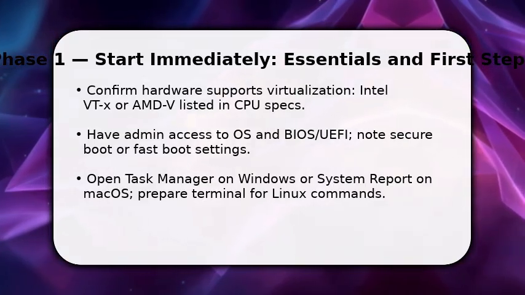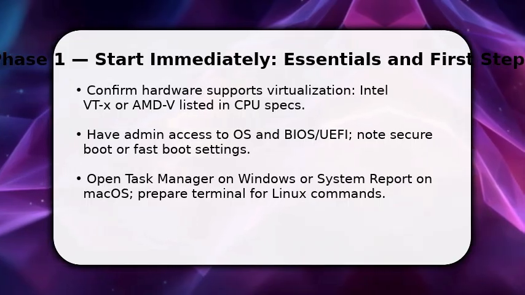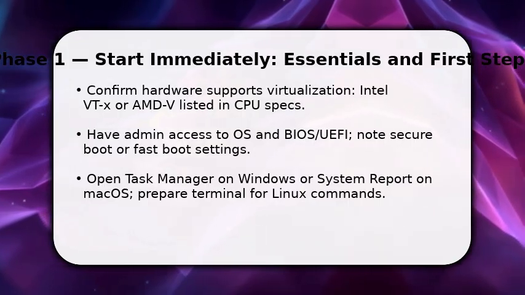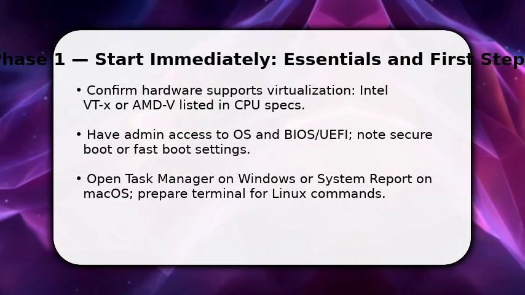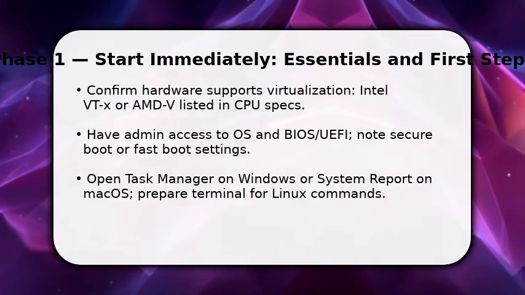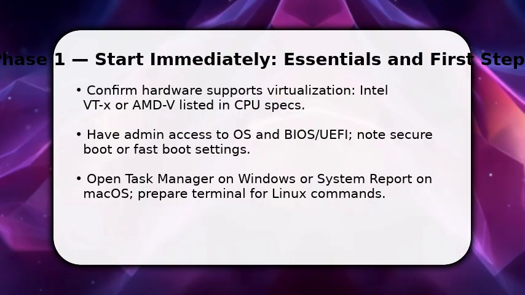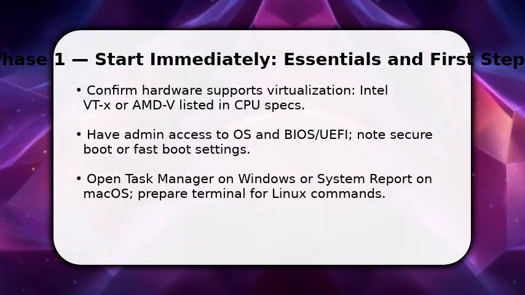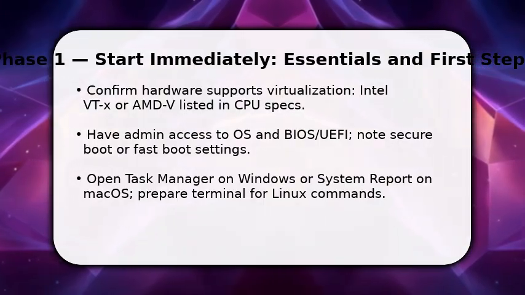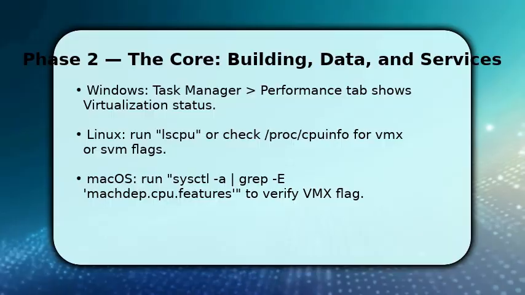Now, stay focused. You will perform quick checks in the OS first, then reboot into BIOS, if needed, to enable virtualization features. You check inside the operating system to see if virtualization is visible. On Windows, open Task Manager, Performance, and read Virtualization, enabled or disabled.